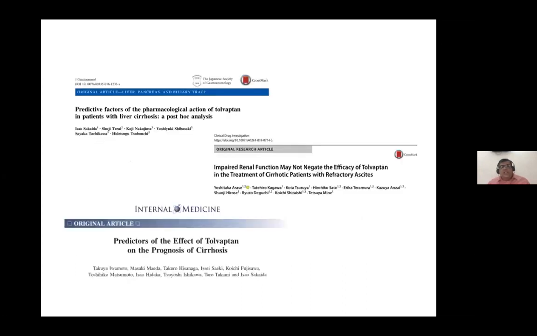And these are the 3 studies which showed that there may actually be a role for tolvaptan in patients with refractory ascites. So the first was a Japanese study in J Gastroenterology, where they looked at the subgroup analysis of patients who benefited with tolvaptan, and these were the patients with severe hyponatremia. So edema with severe hyponatremia. Then the second study showed that in patients with normal renal function only, there is a benefit, but even those patients who have impaired renal function may also get some benefit with the use of tolvaptan.